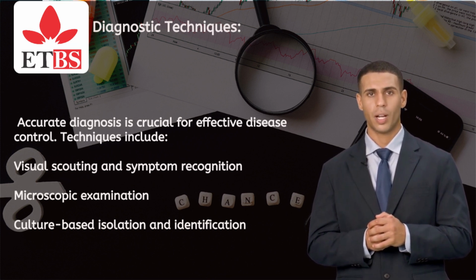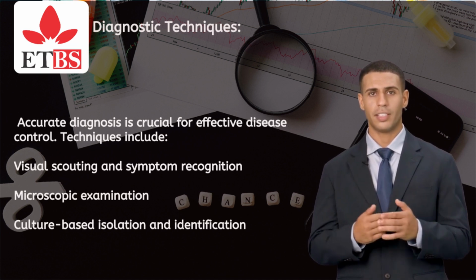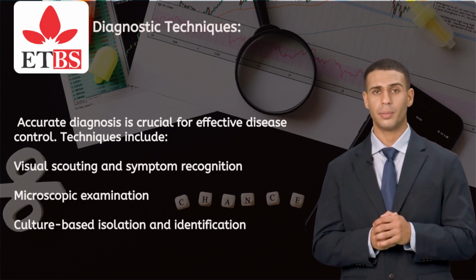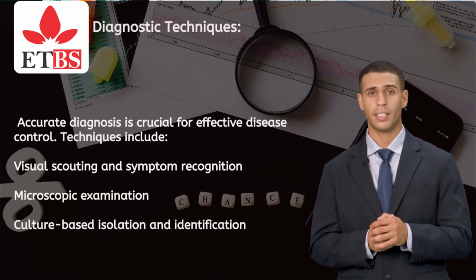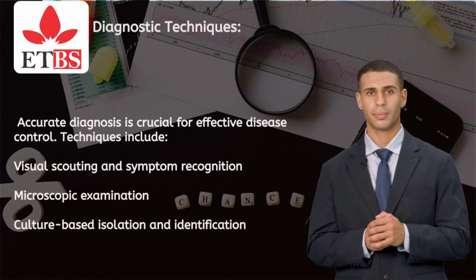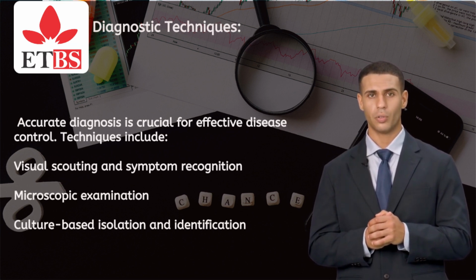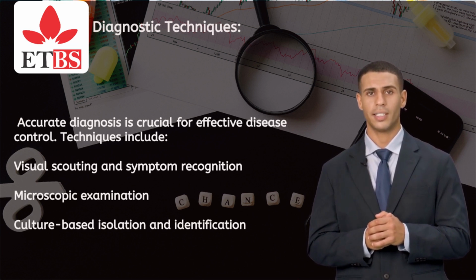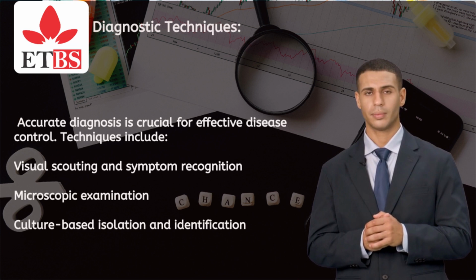Integrated disease management principles. Building on previous modules, learners explore strategies to minimize disease impact sustainably. Cultural practices: crop rotation, sanitation, planting resistant varieties, and proper spacing. Biological controls: use of antagonistic microorganisms, mycoparasites, and beneficial nematodes.